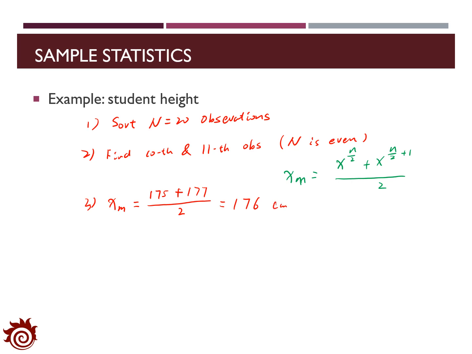So that's the way for us to find out the median. The first step is very important. So you have to sort all the observations first from low to high.